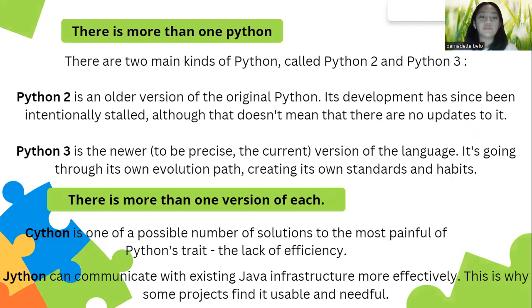There is more than one version of each. Cython is one of a possible number of solutions to the most painful of Python's traits. Jython can communicate with existing Java infrastructure more effectively. This is why some projects find it usable and needful.